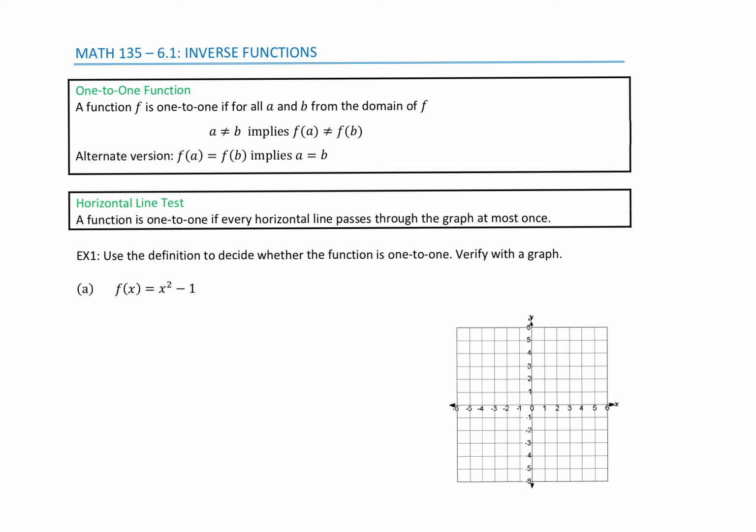A one-to-one function means that, and we'll look at the definition here, if you take any a and b from the domain of our function, so these are x values, and if these x values are different, that means the corresponding y values have to be different. So it is one-to-one if x values different, corresponding y values different. Another way to say that is, let's say that the y values are the same. That means the corresponding x values will also have to be the same.